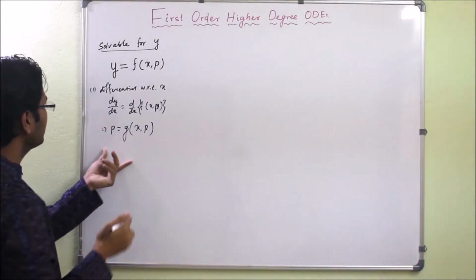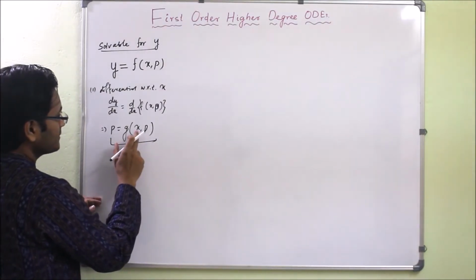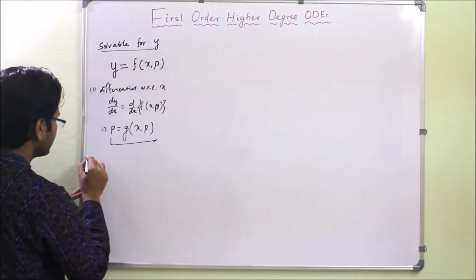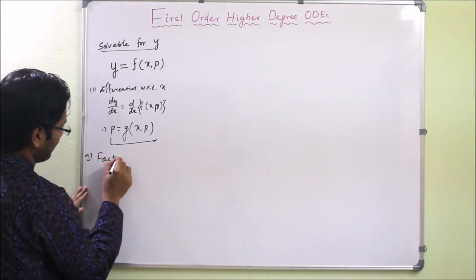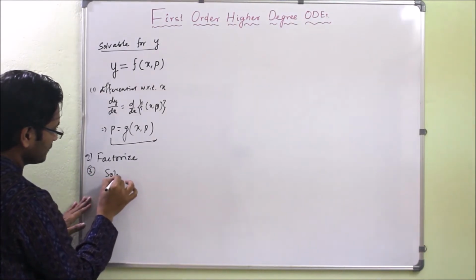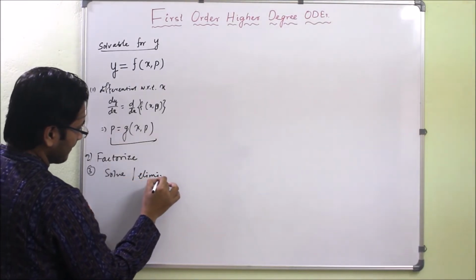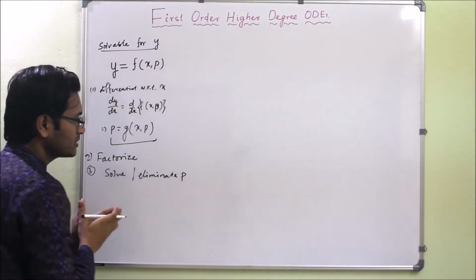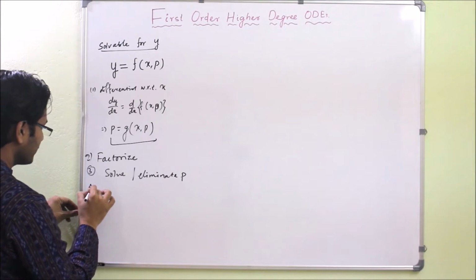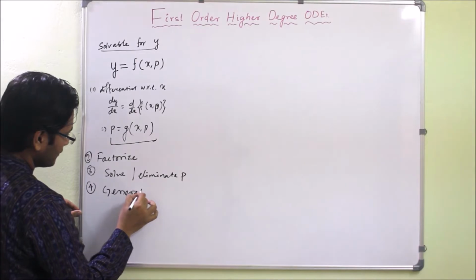Once we get this, we can see that this equation will have only two variables, x and p. Now from this, we have to factorize this equation. Then third is solve or eliminate p. If we solve or eliminate p, we can get the function, and that function will be the desired equation, the general solution.